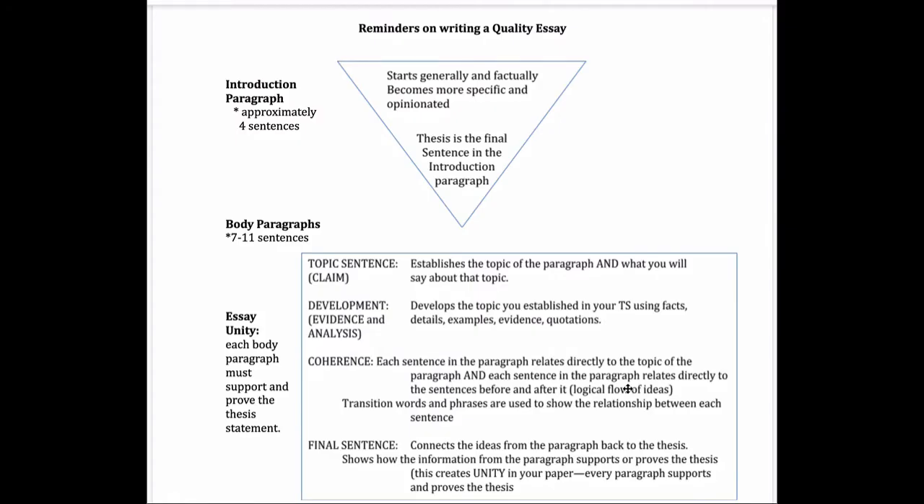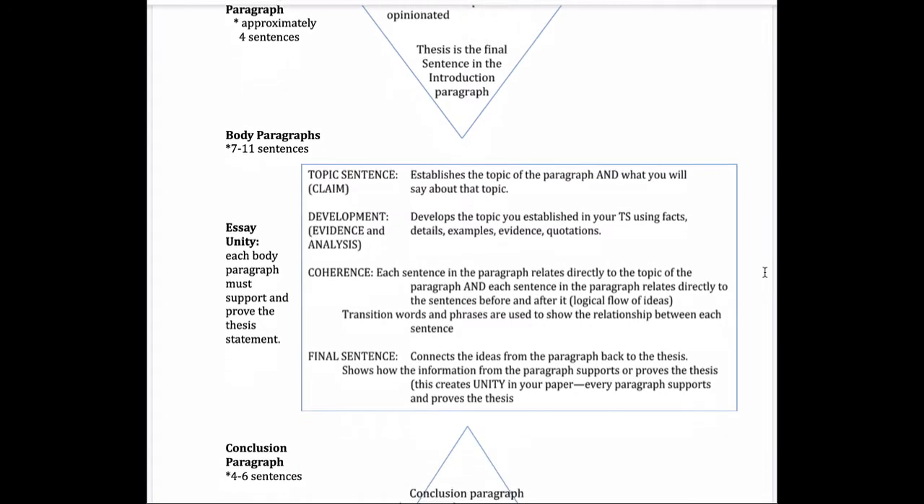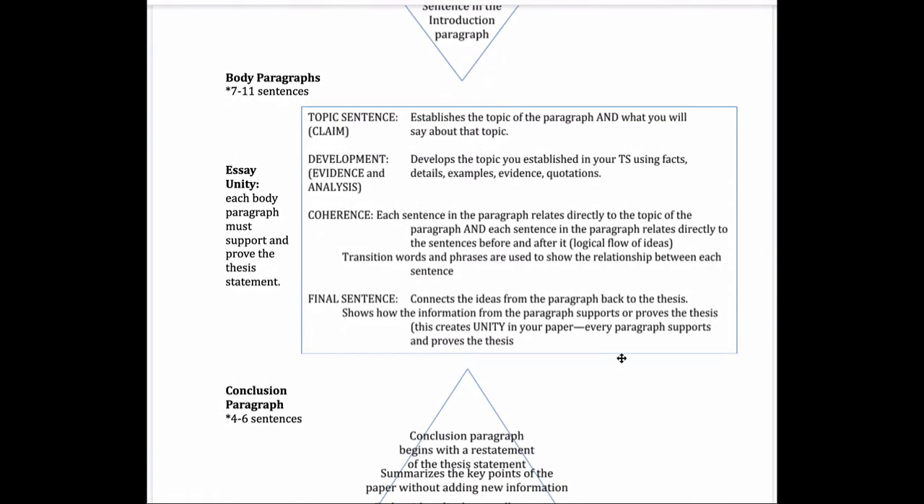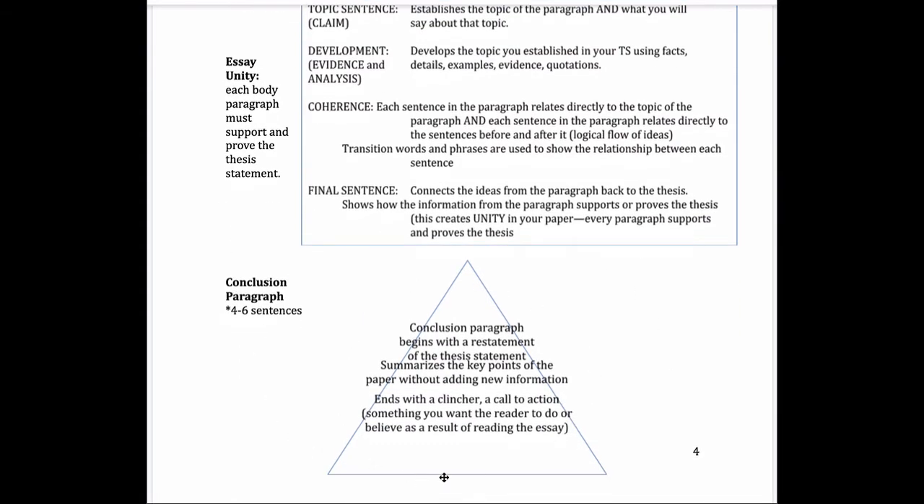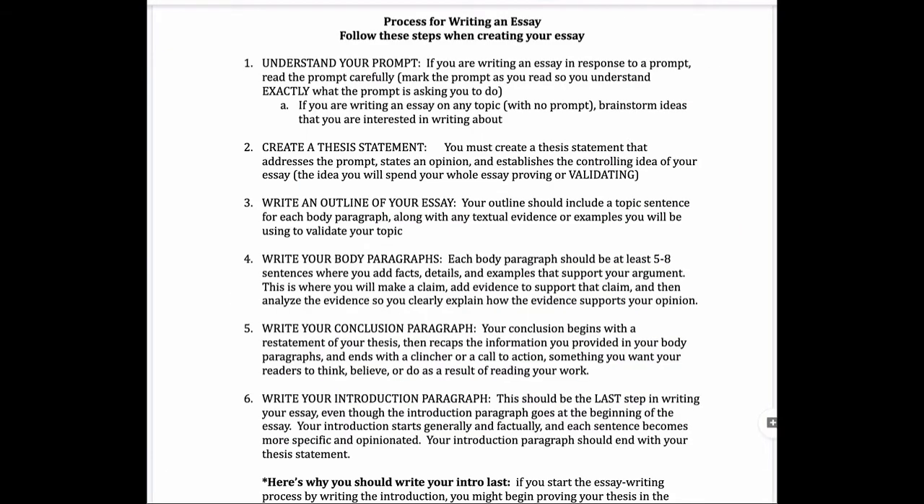Page 4 of your Writing Bible includes a visual reminder of what an essay looks like. So your introduction paragraph, which is approximately 4 sentences, takes this form, with your thesis always being the final sentence. Your body paragraphs usually include all of these things that we just talked about before, and just remember that each body paragraph has to support and prove the thesis statement. Your conclusion paragraph looks like this, beginning with a restatement of your thesis, and then recapping what you've said and ending with a clincher.